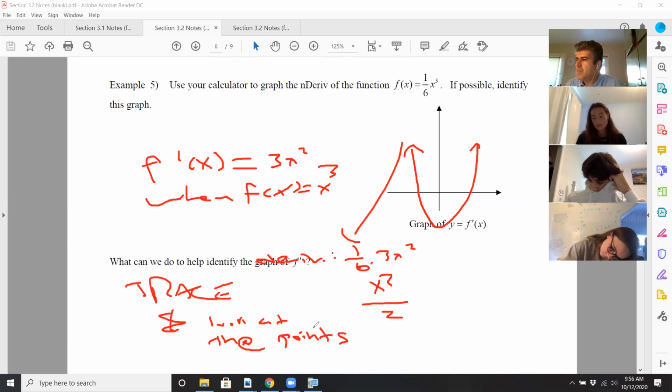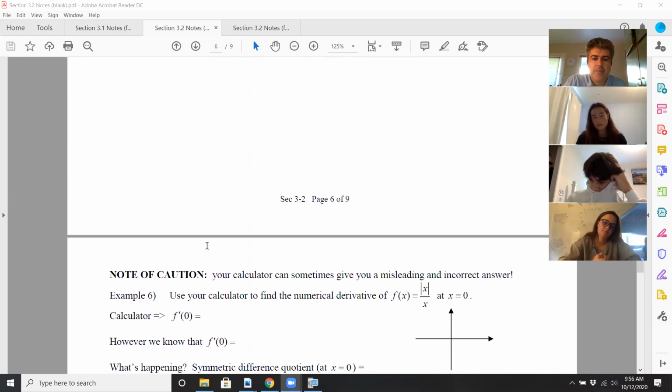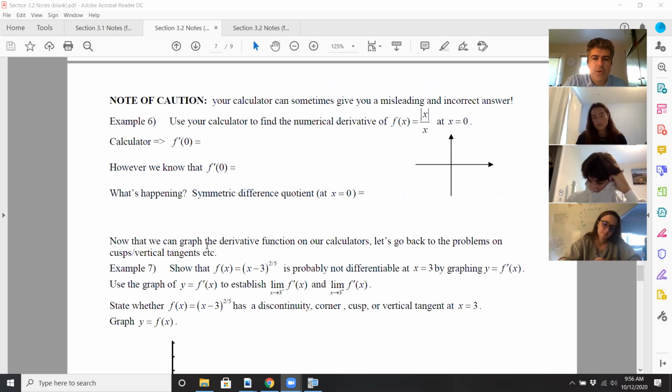Okay, so let's do a couple more examples before we end class today, because I do want to get into page 7. So now your calculator can be misleading sometimes, just so you know. The calculator is not 100% honest with you. So you do have to be a little skeptical. For the most part, 99.9% of the time, it's going to be honest with you. This is the 0.1% it's not honest.